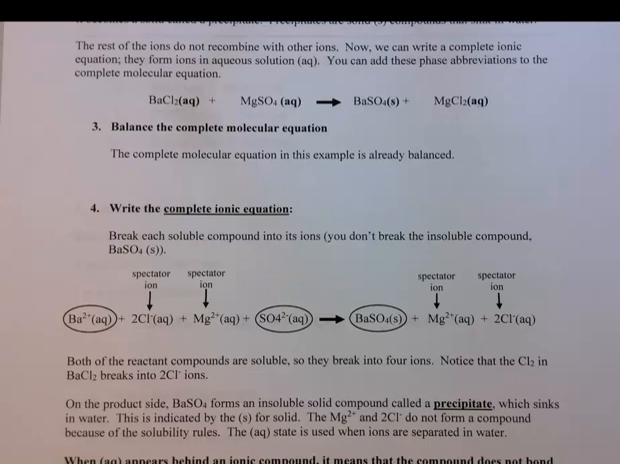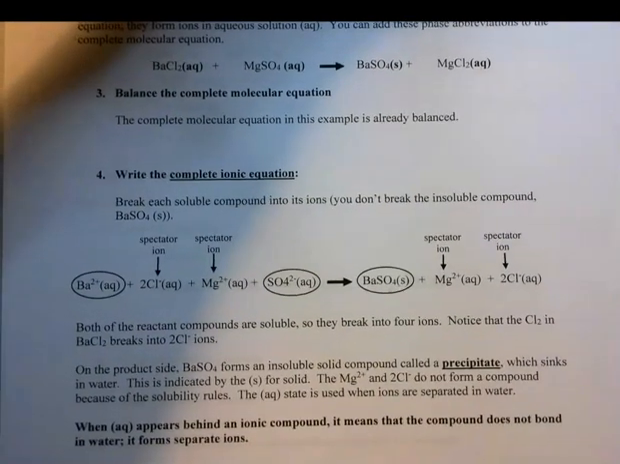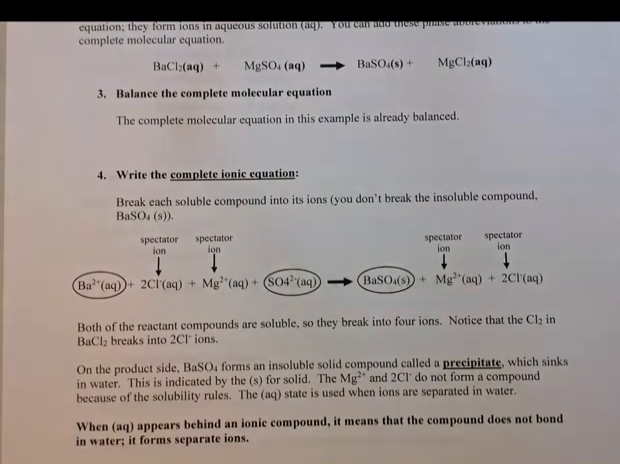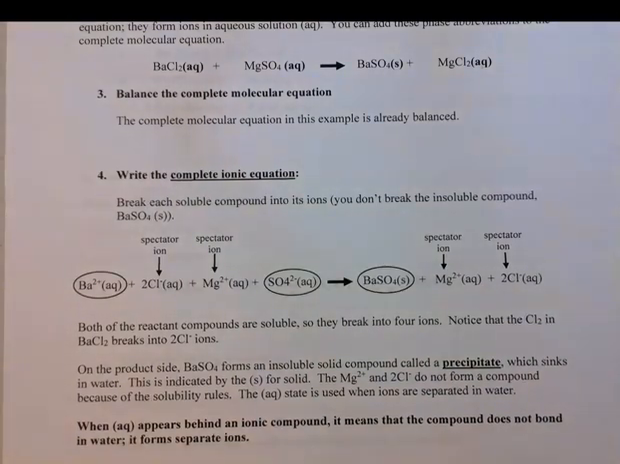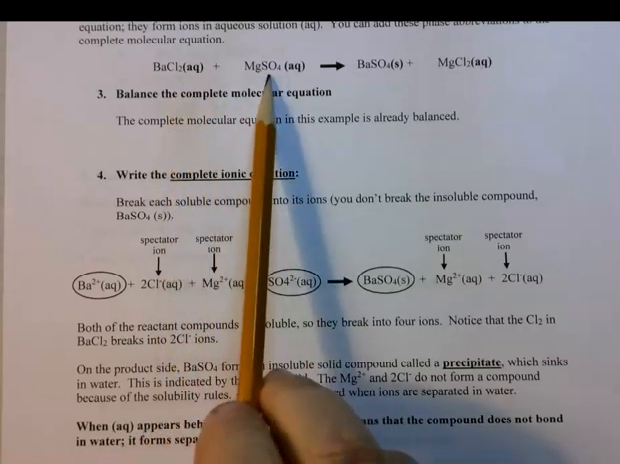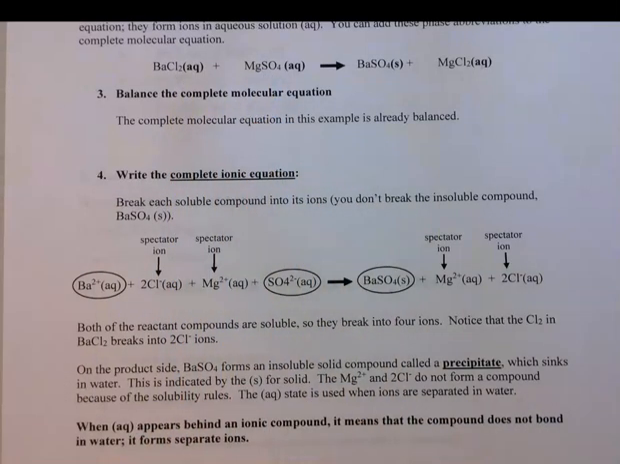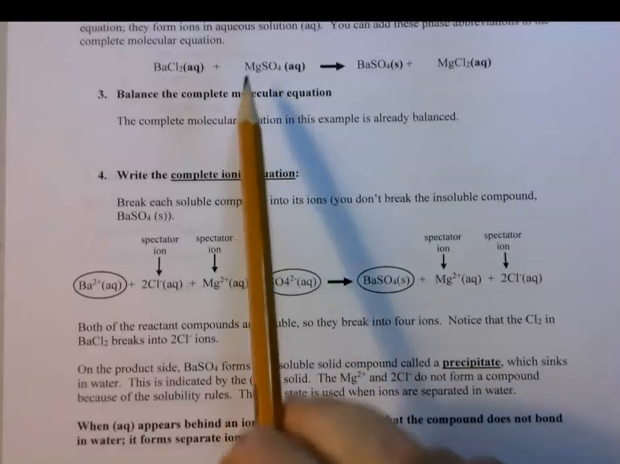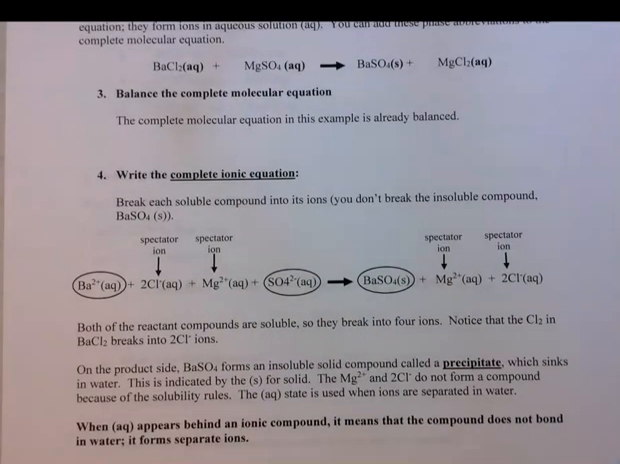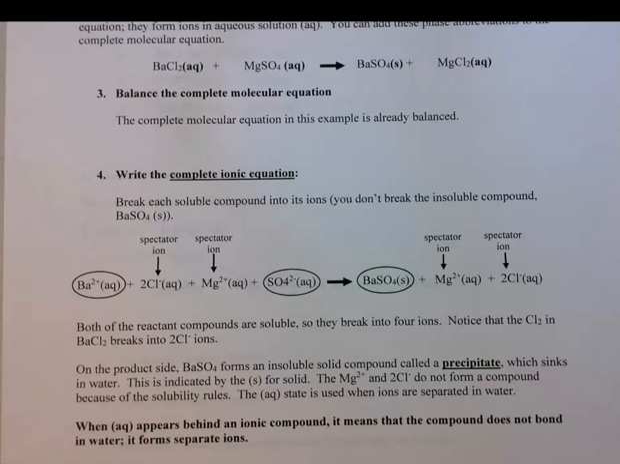Okay, so both the reactant compounds are soluble, so they break into 4 ions. If either of these 2 reactants are not soluble, then this reaction can't take place. You have to have both of them break up in order for them to trade cations and anions with each other. So both are soluble, and they break into 4 ions. Notice that the Cl2 in BaCl2 breaks into 2 chlorine ions. It's not a chlorine molecule. It's not a Cl2. It's 2 Cl ions.